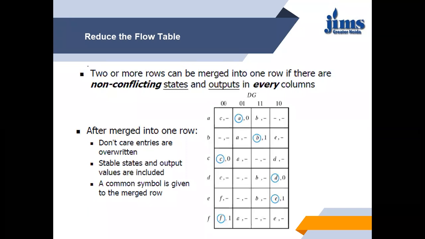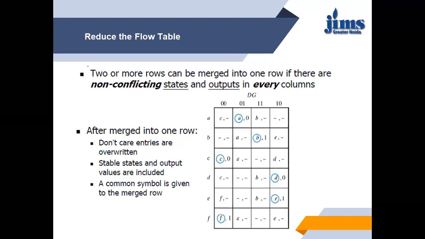Suppose this is a flow table. A, B, C, D, E, and F are the present states, and in the map we have a circled entry: C, comma, don't care. Whenever inputs D and G are 0, 0, the next state is C, and the output is don't care. We don't care about the output. It is read like this.